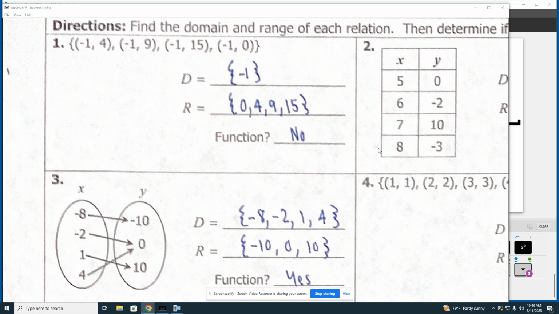So remember, when it's like these first few, and you had just ordered pairs, or you had a table, or you had a mapping, or even the one that had a graph, put your phone away.